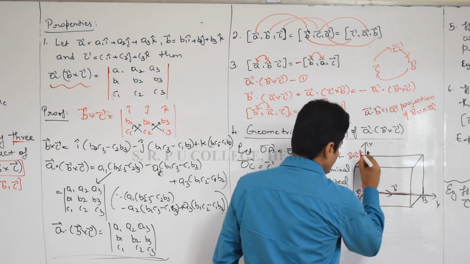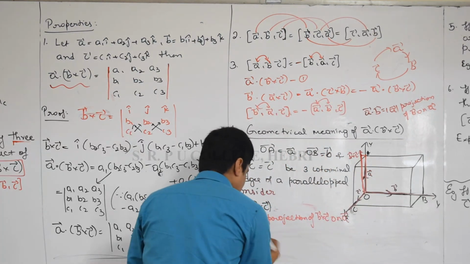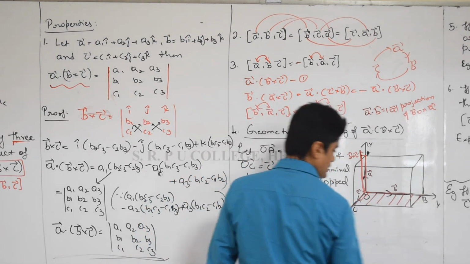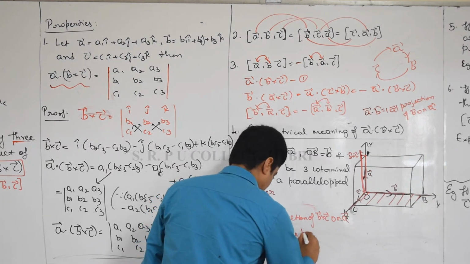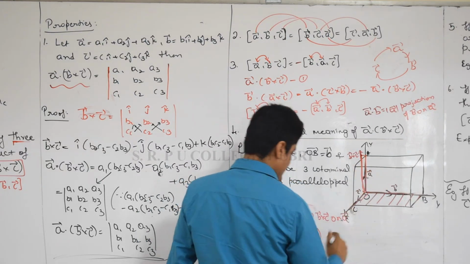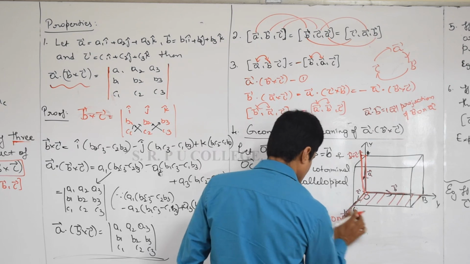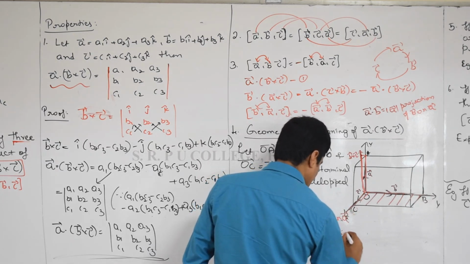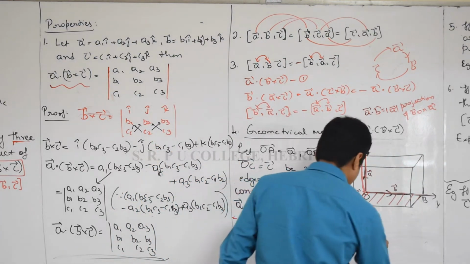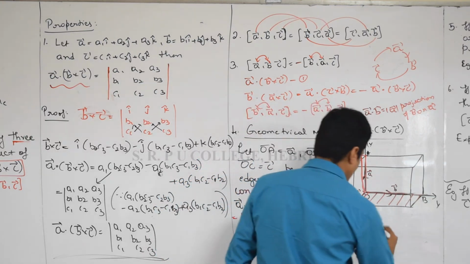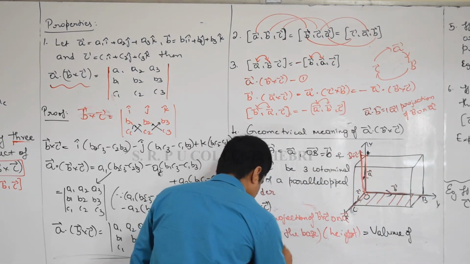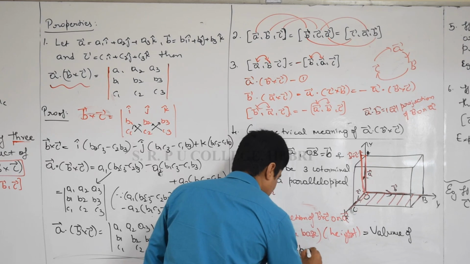So this projection, you remember, right? So what is the magnitude of B cross C? Area of the base, right? Magnitude of B cross C, you learned the geometric meaning of the cross product. So the area of the base into the projection of vector B cross C on A is nothing but the height of the parallelepiped. And the product of the area of the base and height represents the volume of what? Volume of the parallelepiped.